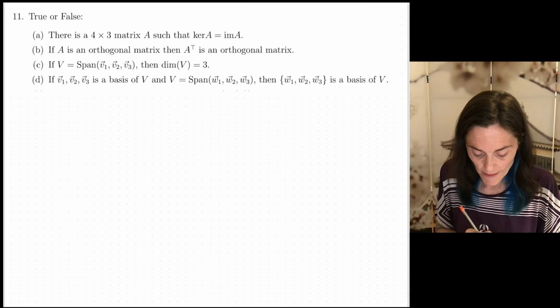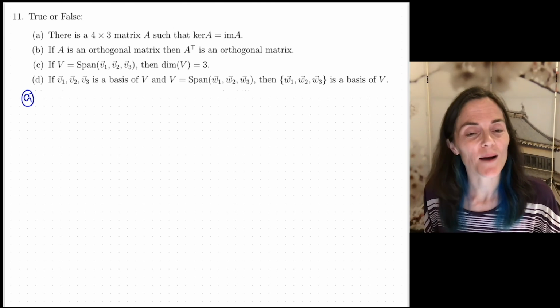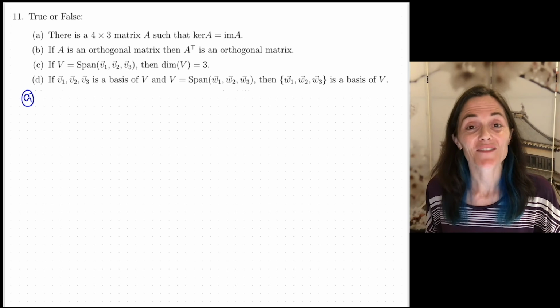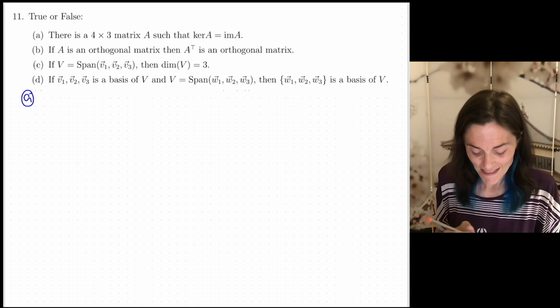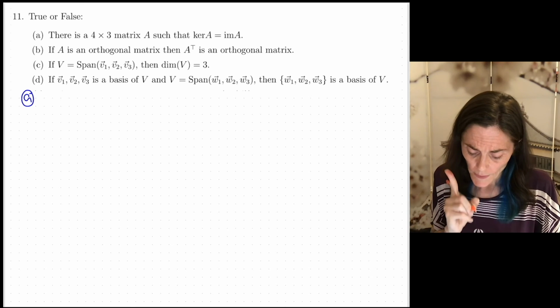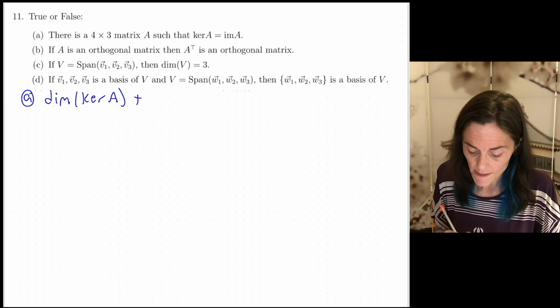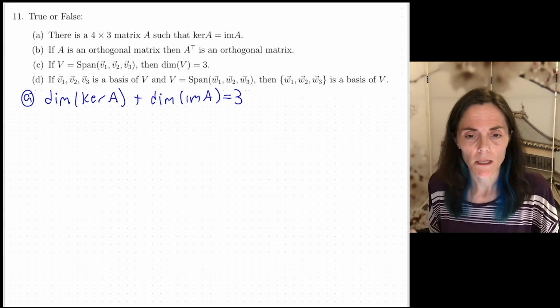So let's start with A through D. The first problem: there exists a 4 by 3 matrix A such that the kernel of A equals the image of A. We really need to use rank nullity here, or that's one way to go about it. It's the way I will think about it. Because we know the dimension of the kernel of A plus the dimension of the image of A is the number of columns, which is 3.